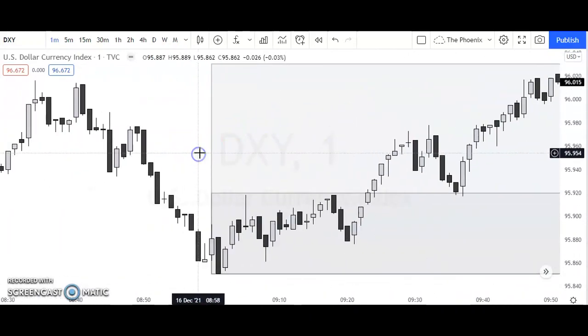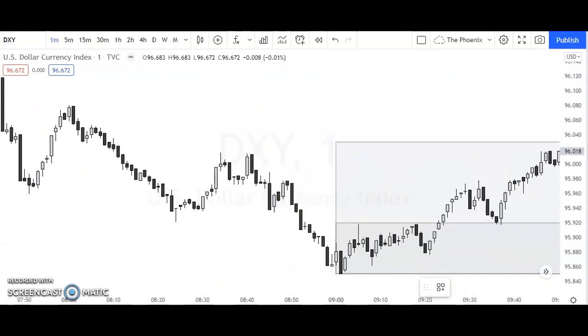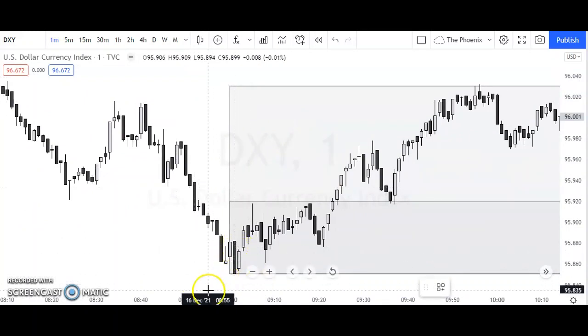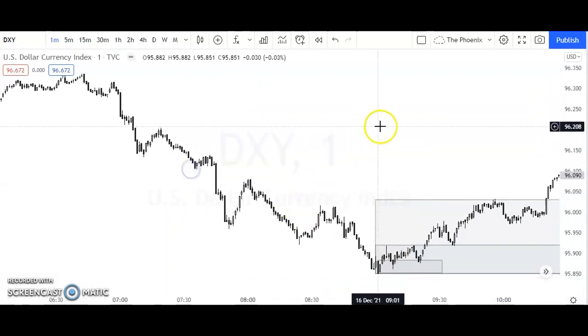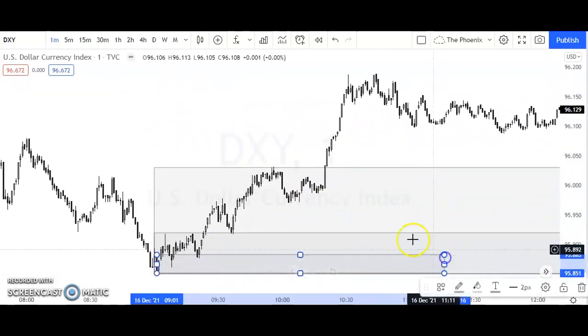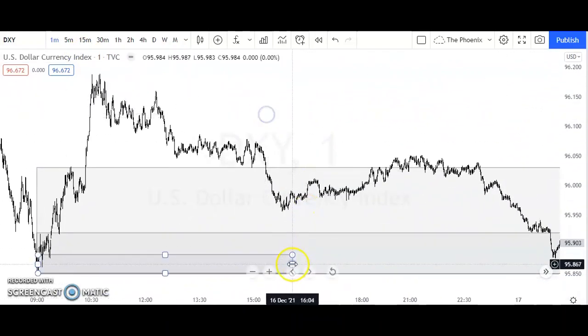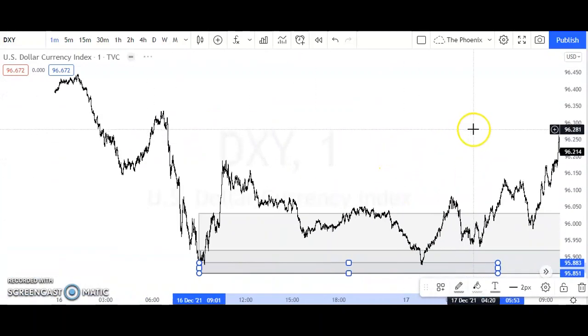So let's see. The last candle would be this. All right, so I'm going to go over a few details after I've outlined the block.